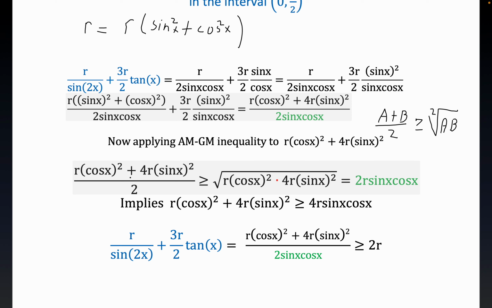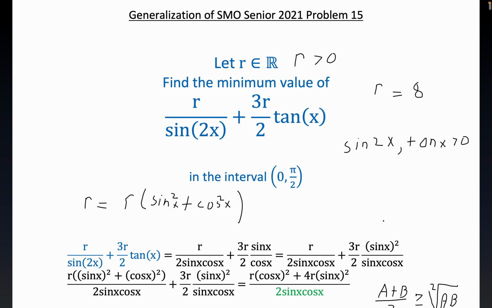This is an application of the AM-GM inequality, where a is r cosine squared x and b is 4r sine squared x. And so the rest of this is fairly straightforward. You get this truth right here. And then when you divide through by 2 sine x cosine x, that's going to cancel out to leave this 2r that you see right here. That's pretty interesting the way that works out. And so the minimum value on this interval is just 2r.